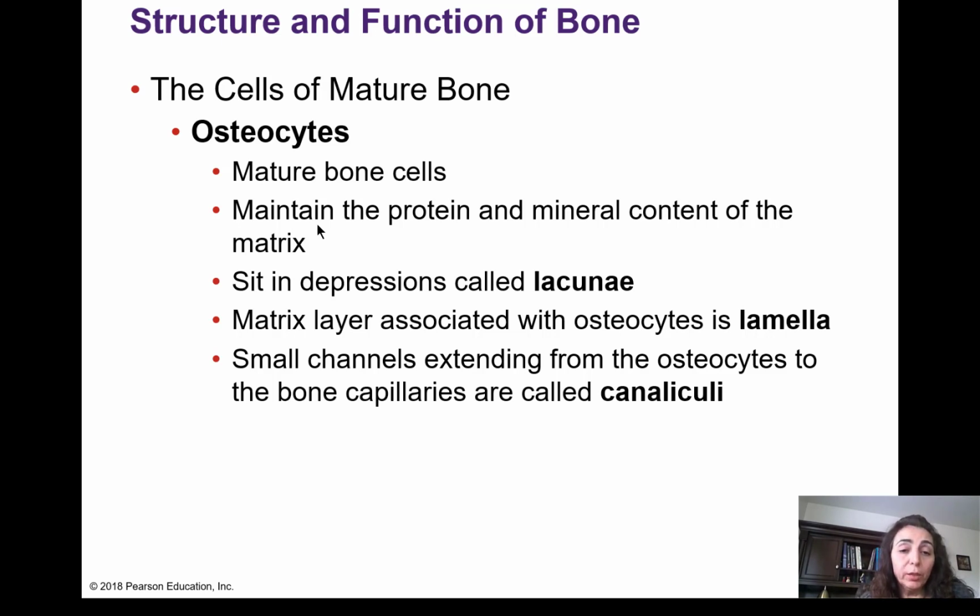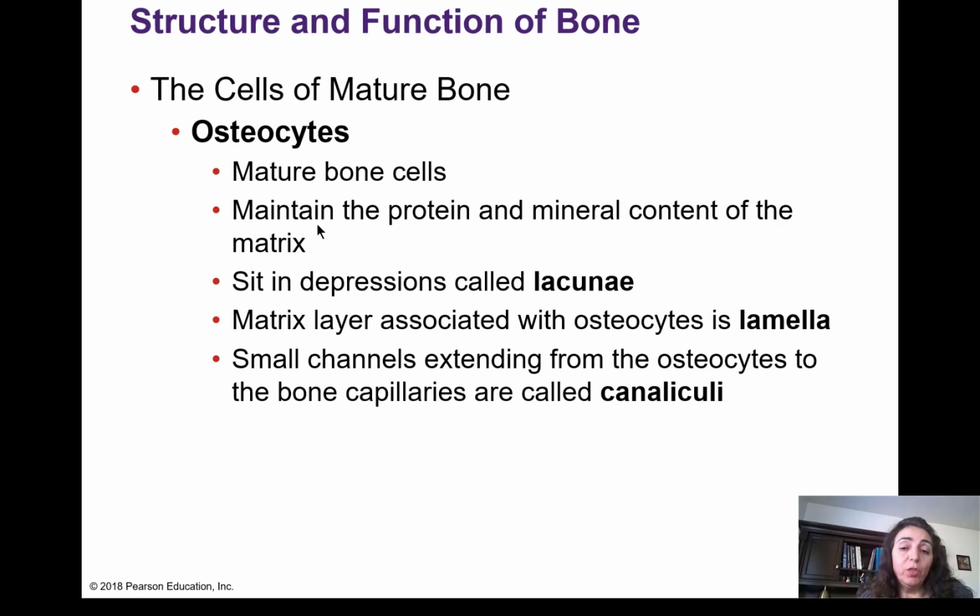They sit in a depression called lacuna. There's a tiny space around each osteocyte that we call lacuna. The same way that we have a space around the chondrocytes in the cartilage, which we talked about over there, where the lacunas are bigger. We have the same in the bone too, but in the bone, this space may not be very big, but it still exists.